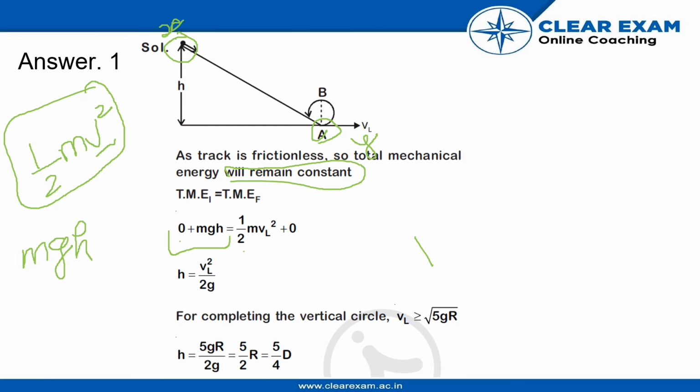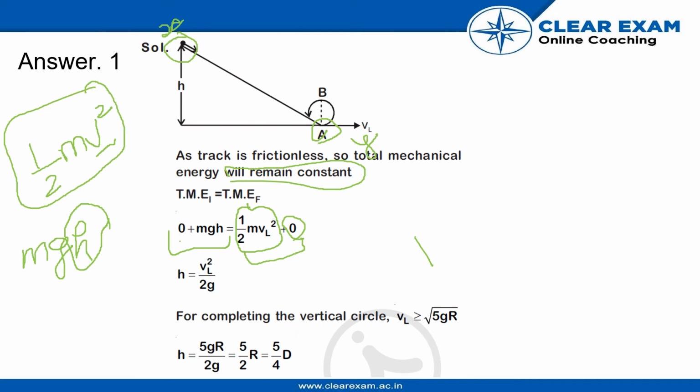Now at point y, the object has no height. It is at the base level where height is 0. So in mgh, h becomes 0, and the potential energy at point y is 0, so we write 0 here. Whereas at point y, the linear velocity is some v, so the kinetic energy would be half mv square, where v is the linear velocity here.